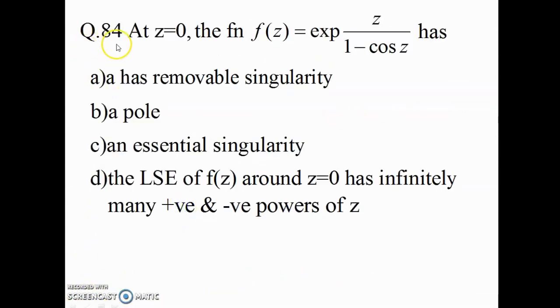Next question 84. At z is equal to 0, the function f of z equal to exponential of z by 1 minus cos z has... So we have to check whether f of z has a removable singularity, pole, or essential singularity at z equal to 0. First of all, we'll check the concepts.